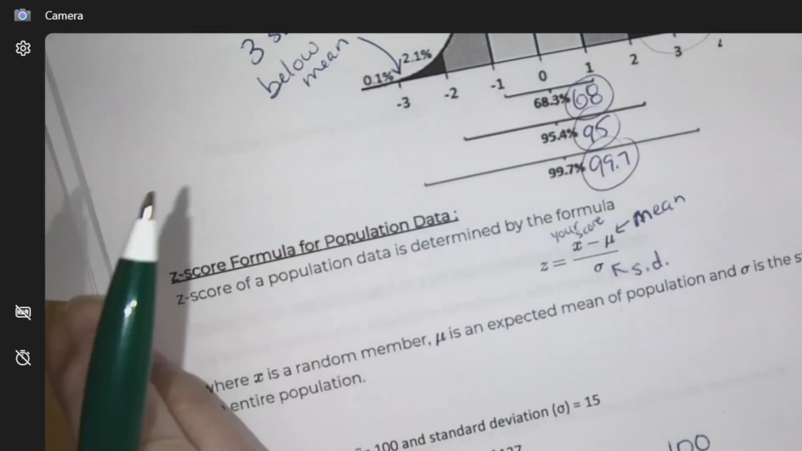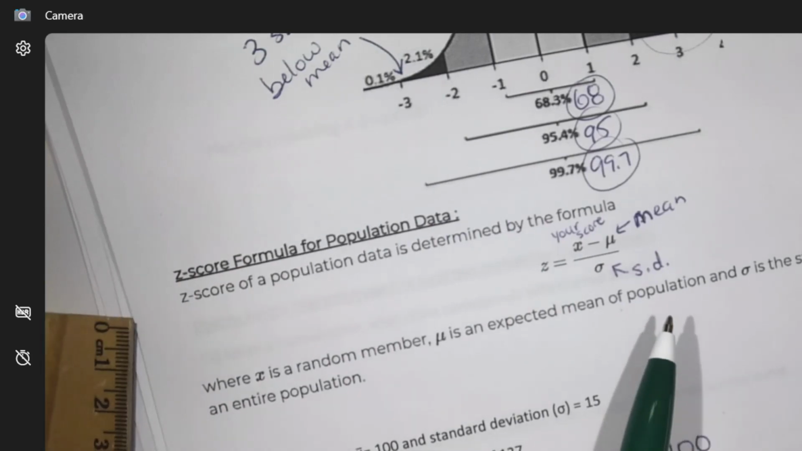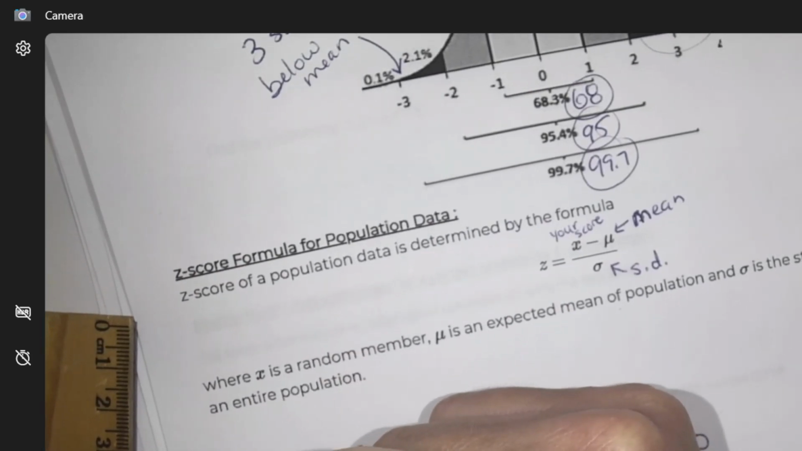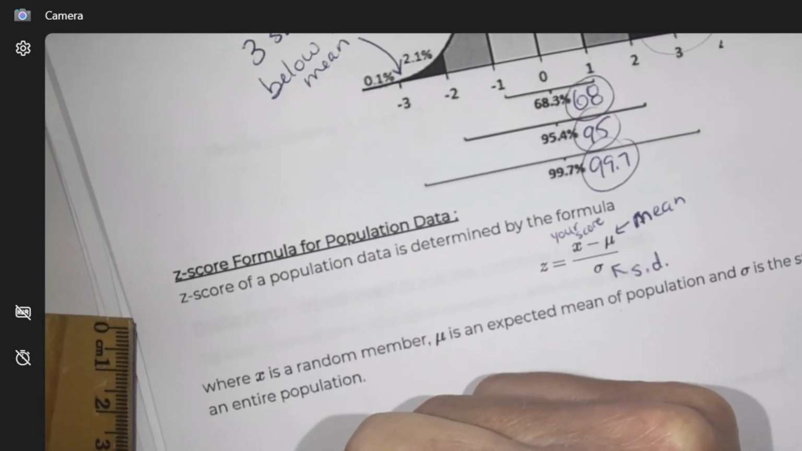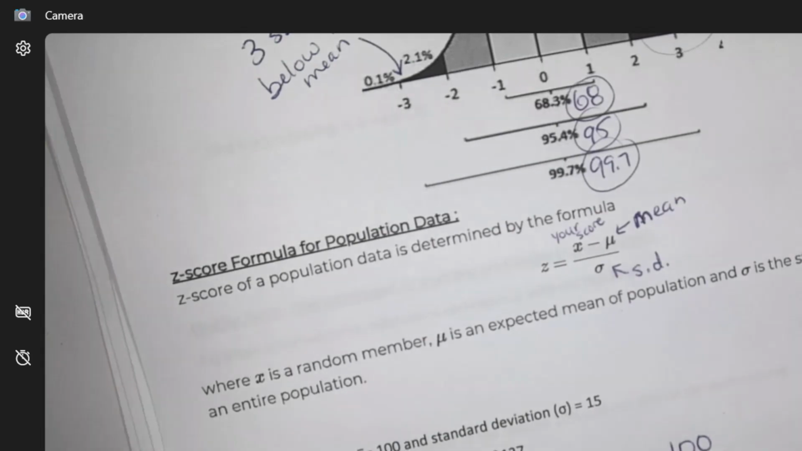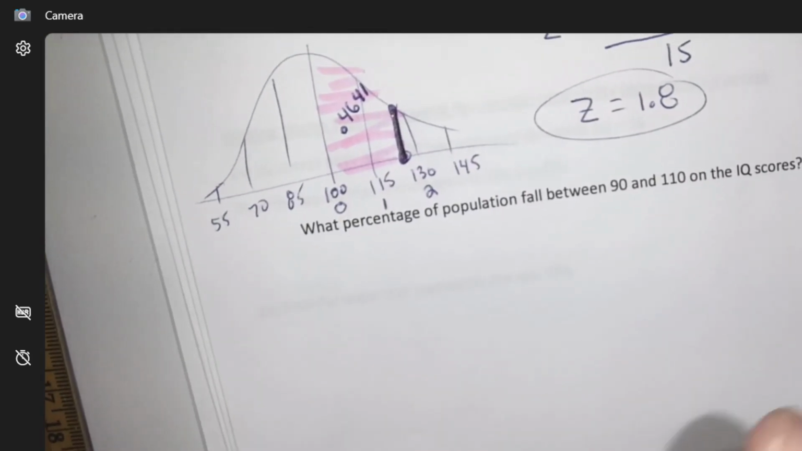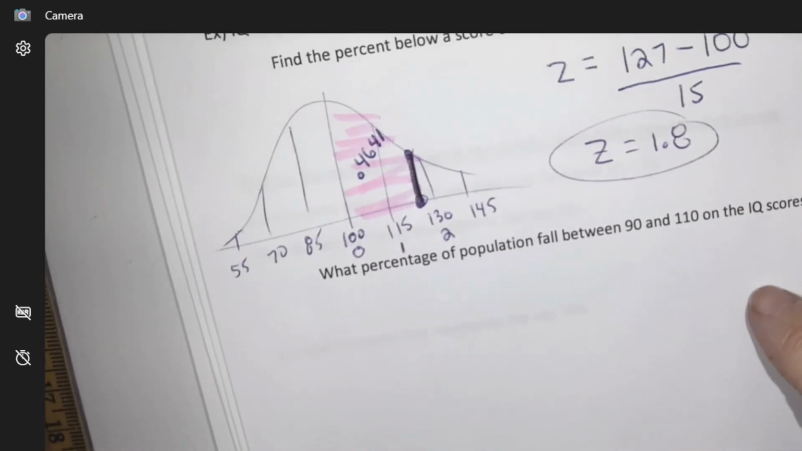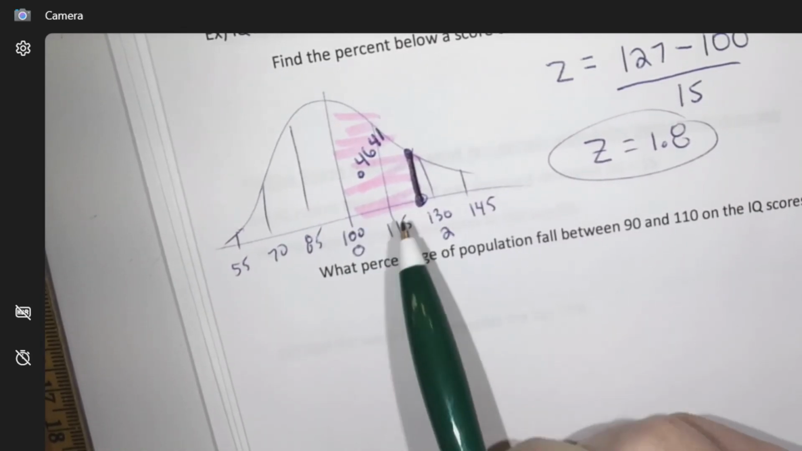So that means that, this is what the chart means. 46.41%. 46.41% of the data is from the center to me.